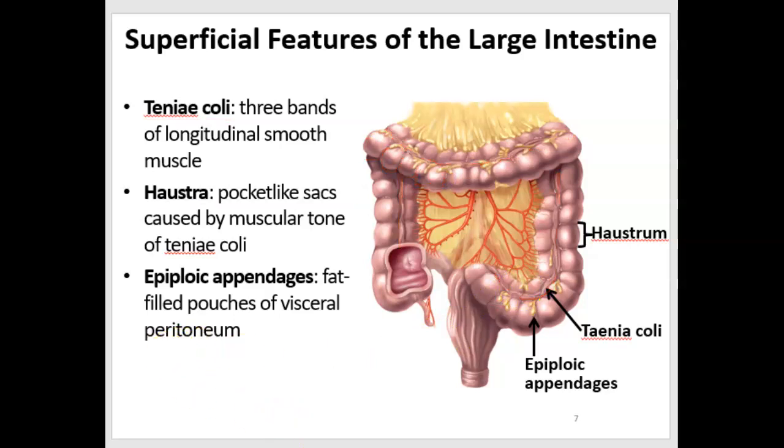Another superficial feature of the large intestine are these appendages that contain fat. They're pouches of the visceral peritoneum that have fat deposits. I really don't know the function of them, but they're called epiploic appendages.